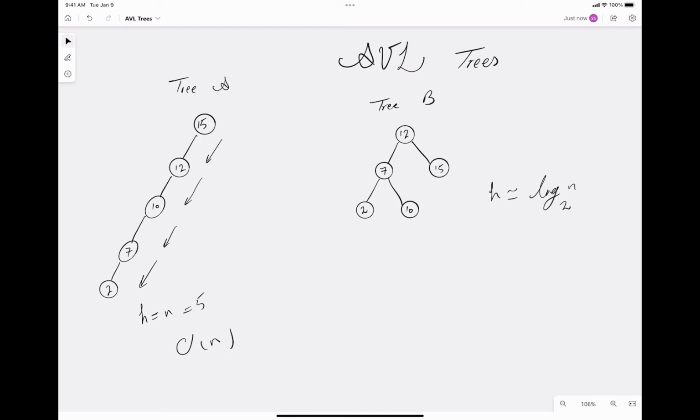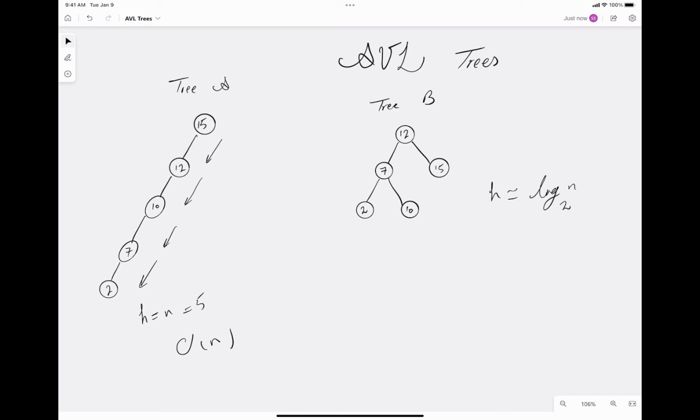Here we're not talking about the best case searches for tree A and tree B, because the best search is always going to be O(1), and that happens when we're trying to find the item which is located at the root. However, in the worst case, like the node 2, which is again the furthest from the root, we need to do 5 search operations.